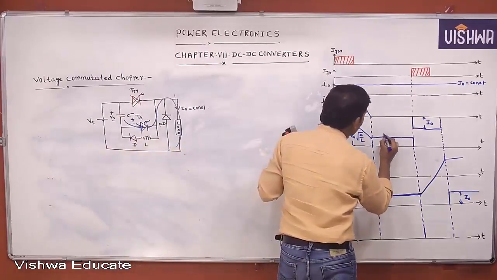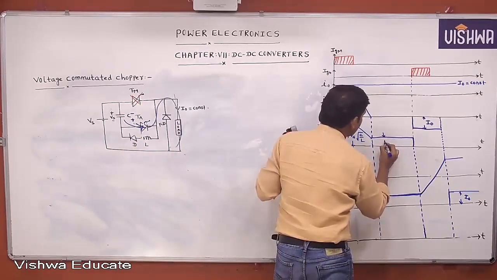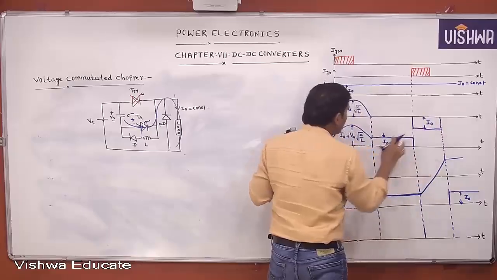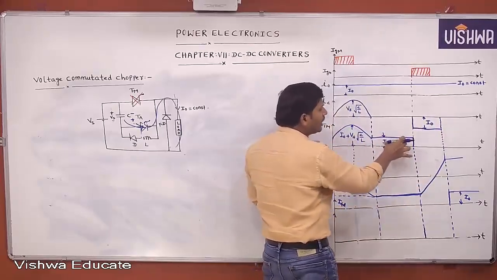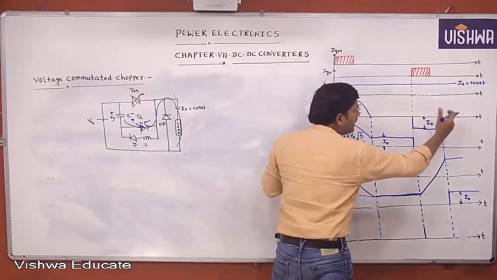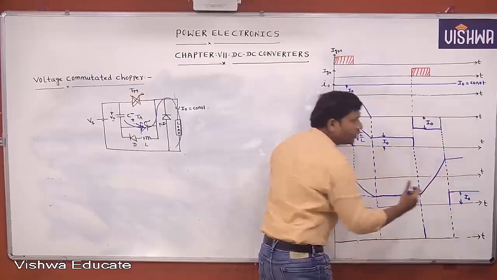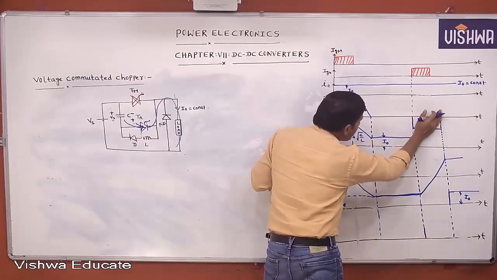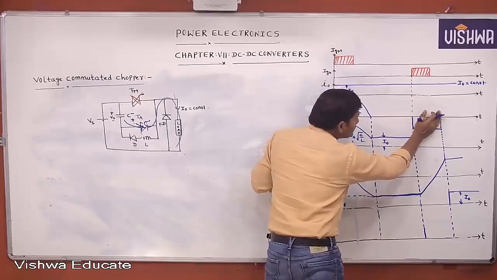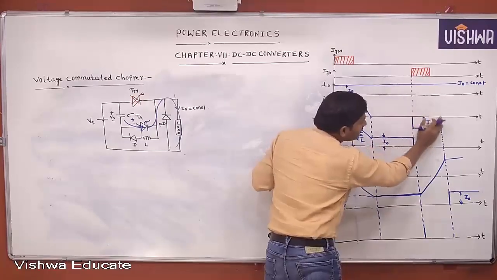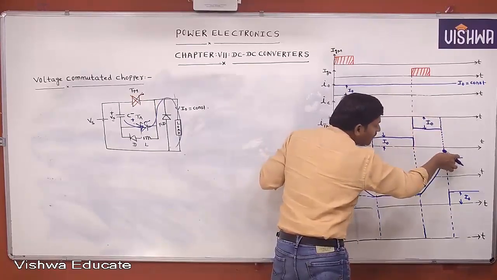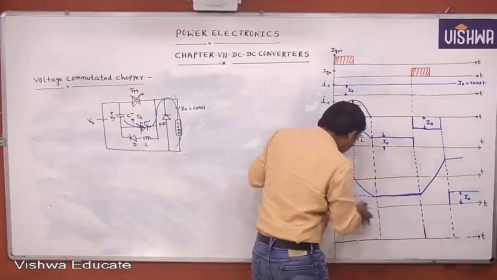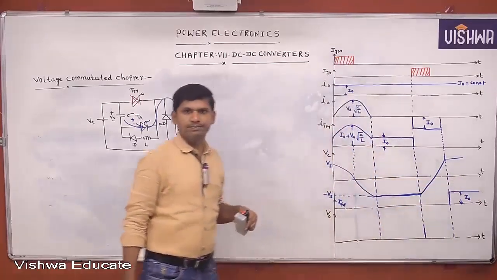Now what is this current? This is also the load current, which remains constant. Here the load current is present. In a complete cycle, we are supplying the load current. Now here the main thyristor turns off and the auxiliary thyristor will supply. Here the auxiliary thyristor will turn off. Who supplies the current to the load? The freewheeling diode will supply the current to the load.